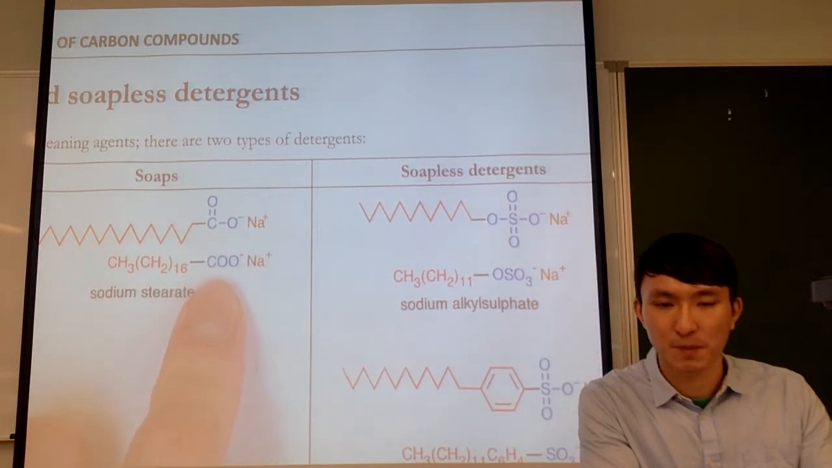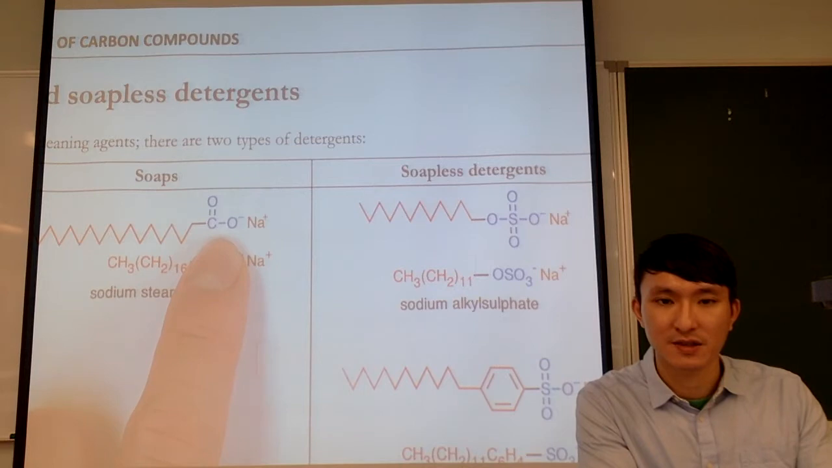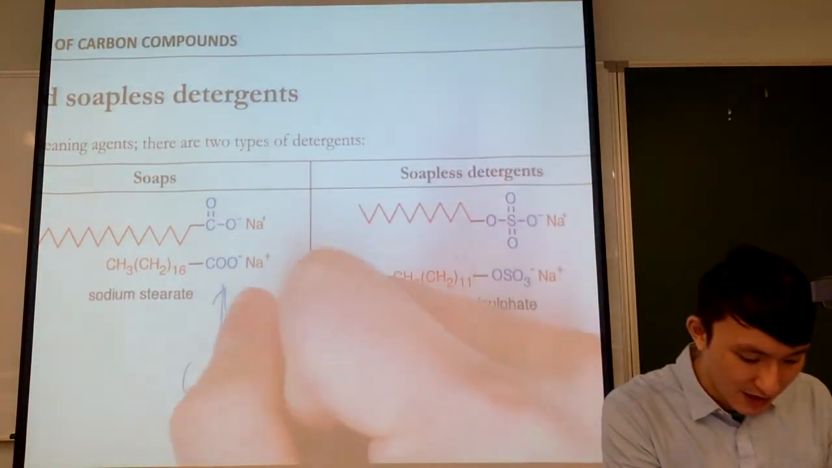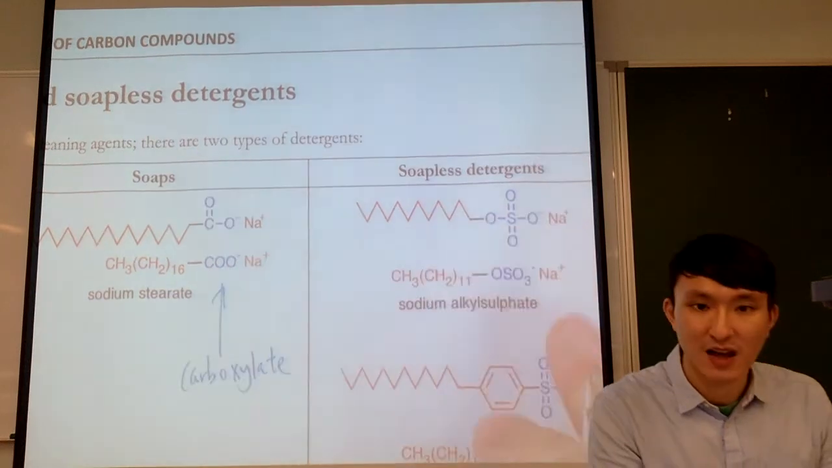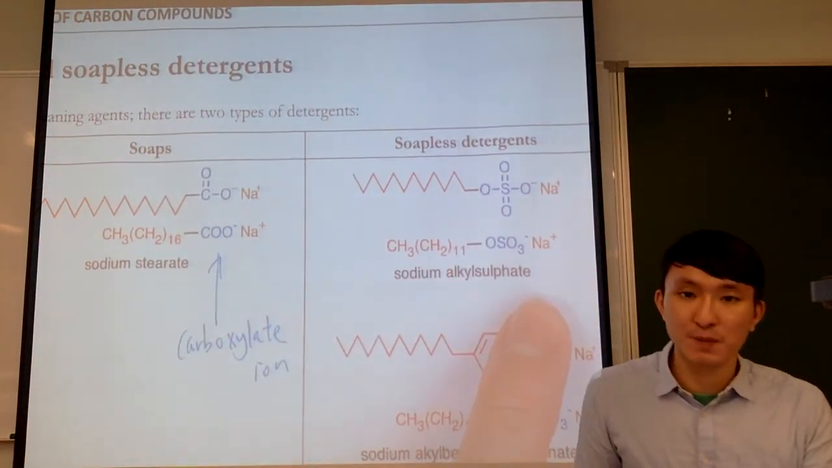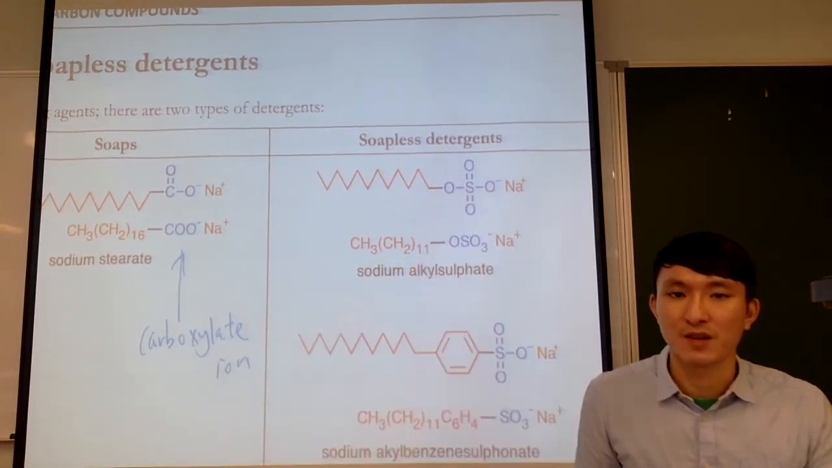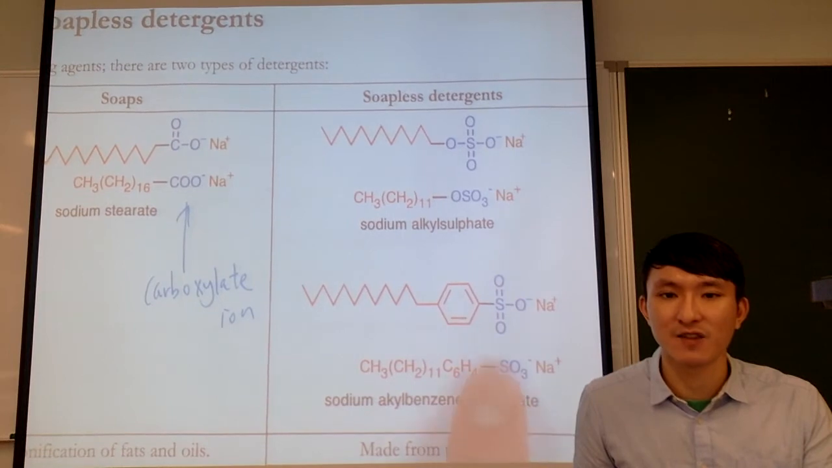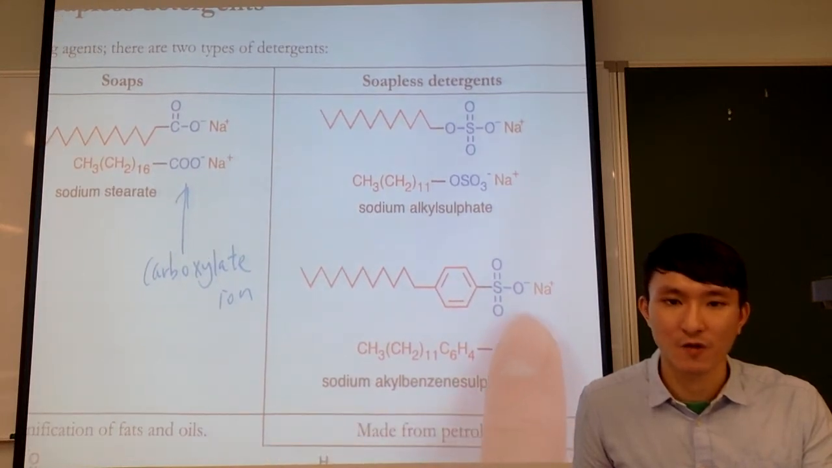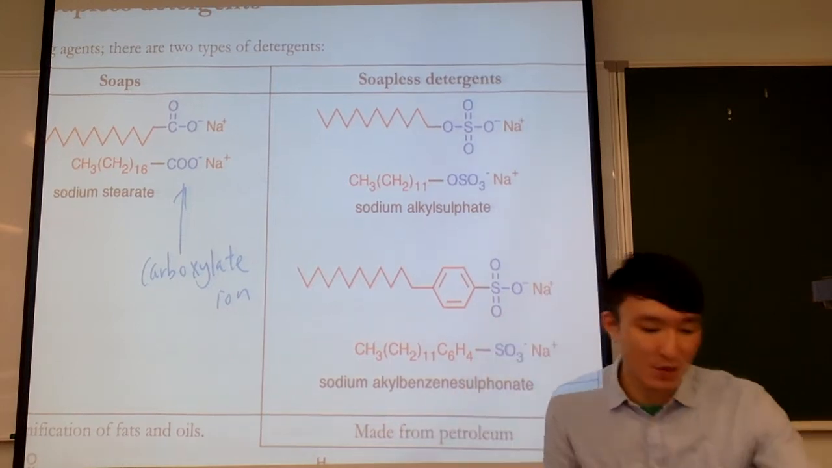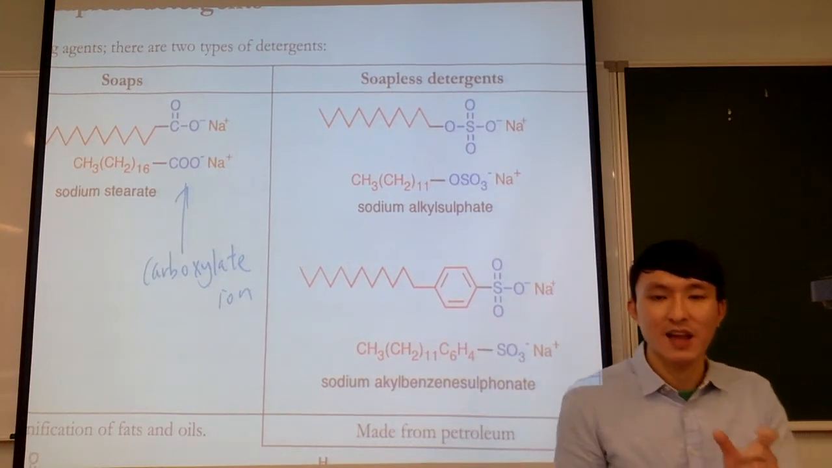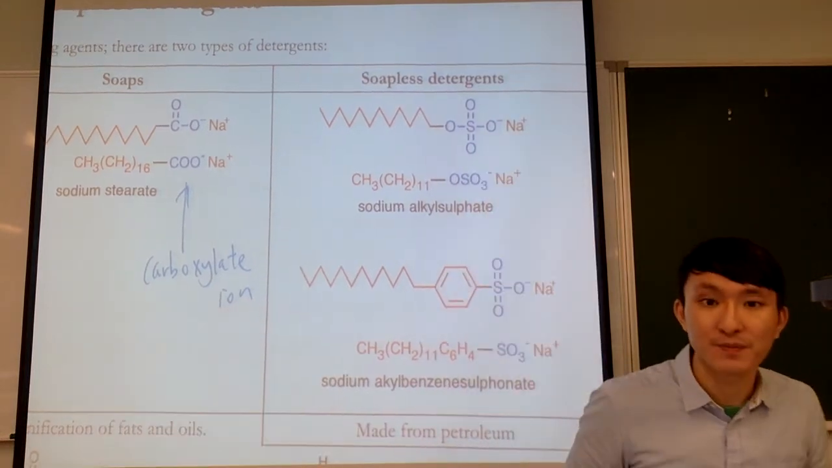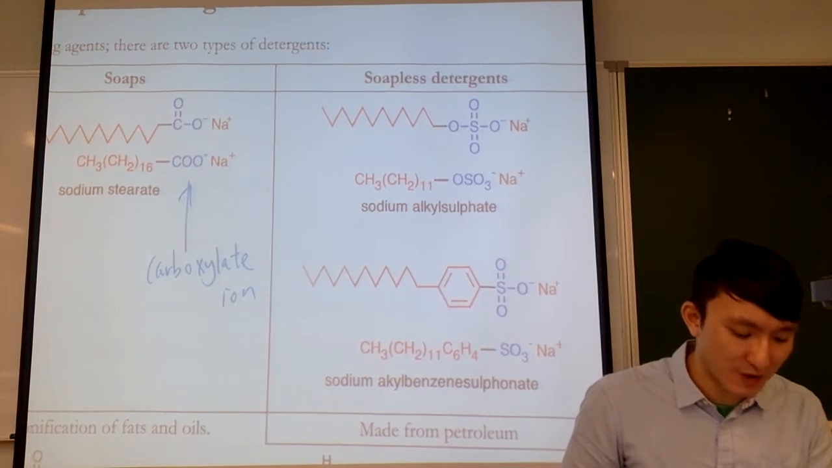You see this one, for soap, it must have a COO minus, a carboxylate ion head. It must have a carboxylate ion. But for soapless detergent, it could be a lot of different forms. Usually you will see a sulfate ion, or this kind of benzene sulfonate ion, or phenyl sulfonate ion. It doesn't matter which one, as long as you see the sulfate, something like that, then it should be a soapless detergent. So you can tell the difference between soap and soapless detergent by looking at the head. That would be the difference in terms of the structure.